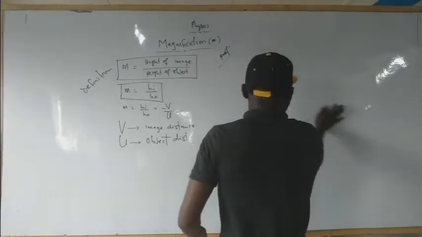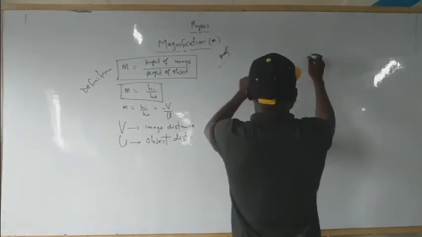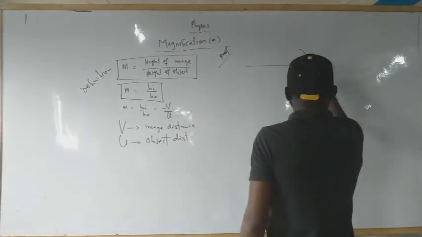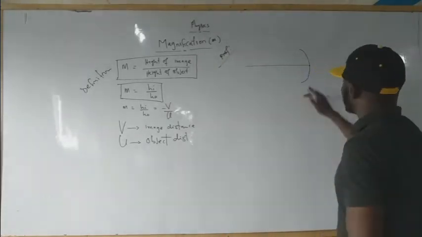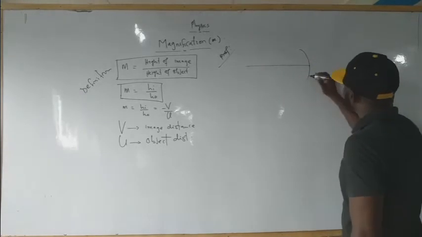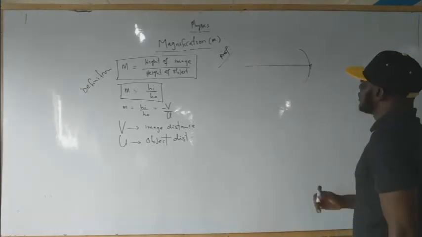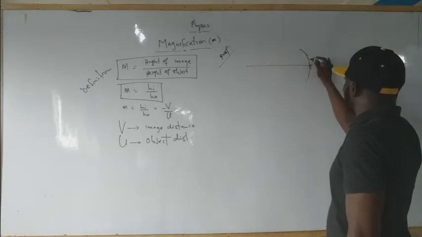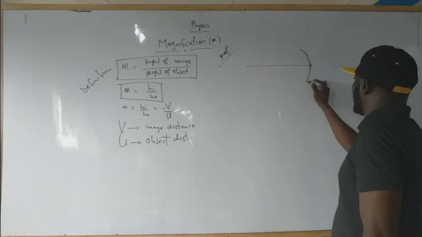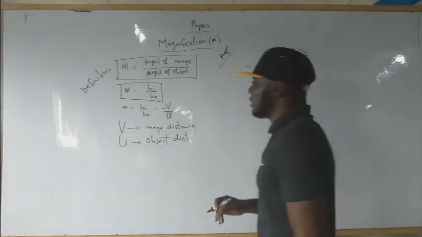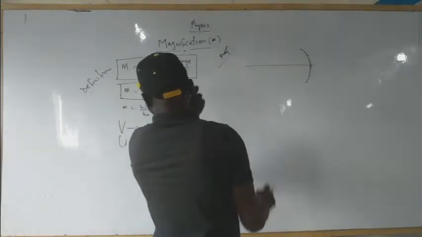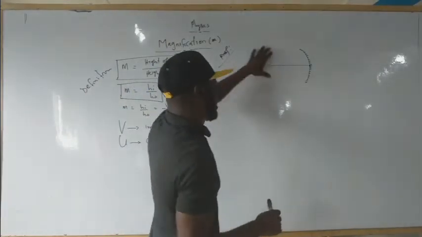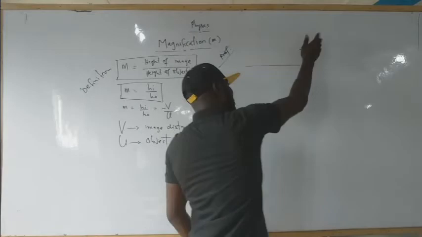So we know we are talking about a spherical mirror. We have the principal axis. This is called the pole of the mirror. This is the back of the curved mirror, and this will be the front, meaning that reflection can only take place here. It cannot take place at the back of the mirror.